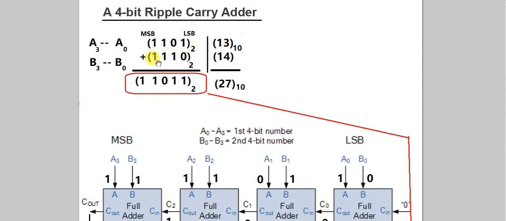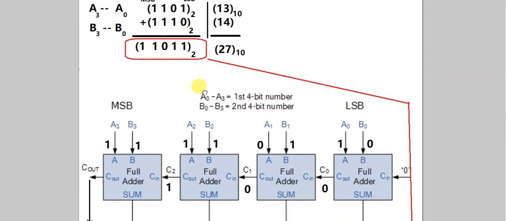So 1 plus 0 is 1, 1 plus 0 is 1, 1 plus 1 is 0 with carry 1, 1 plus 1 is 10, and 10 plus 1, which is a carry, is 11. This is the result. If you convert it, you will get obviously 27 to the base 10, but this is the binary number. So we would like to add these two numbers. These are a 4-bit ripple carry adder. Here we have 4 full adders, 2 inputs each: A0, B0, A1, B1, A2, B2, A3, B3.